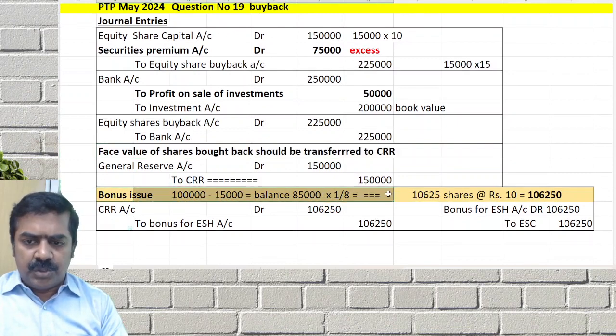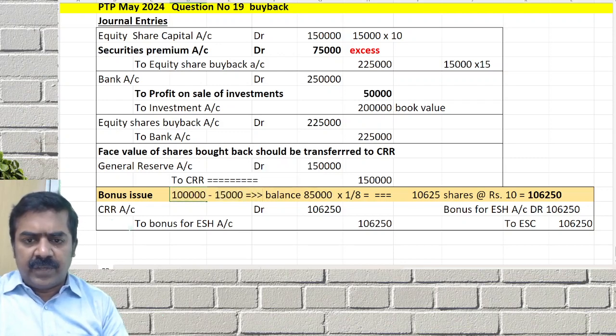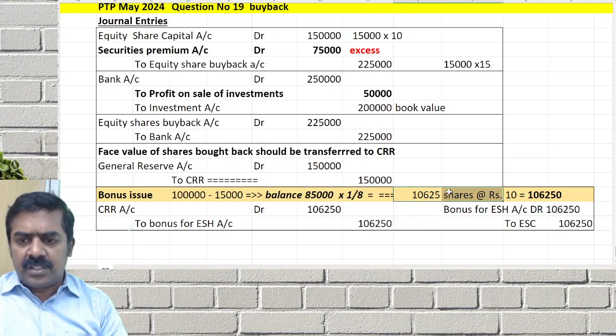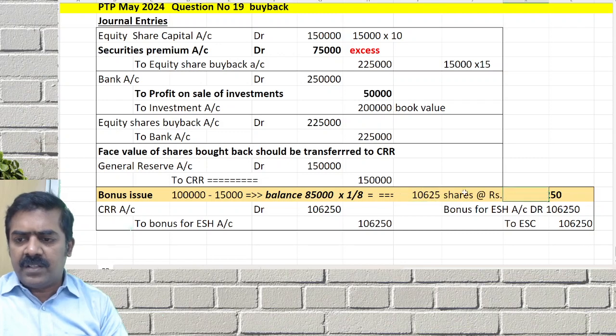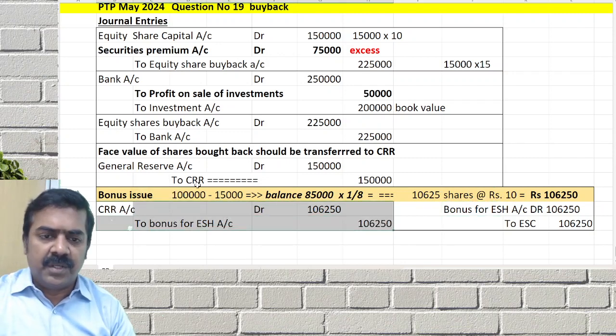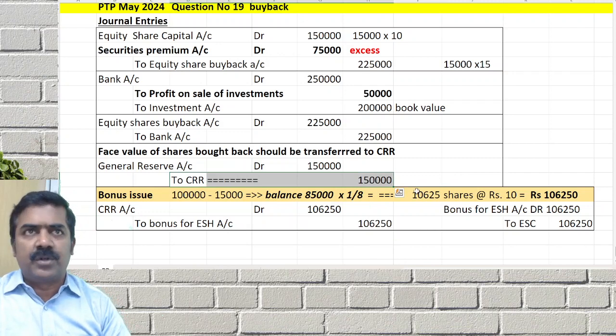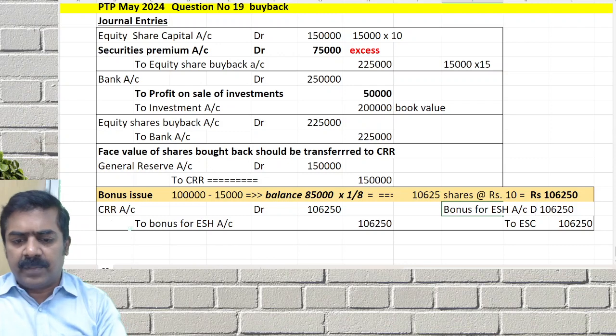Whenever we make a bonus issue, out of 1 lakh shares, 15,000 shares were bought back, the balance is 85,000 shares, with 1 share for every 8 shares held. So we have to give 10,625 shares as bonus. What is the value? 1,06,250. CRR should be first used for bonus issue because it is created exclusively for bonus issue purpose. Bonus for equity shareholders account debit to equity share capital.